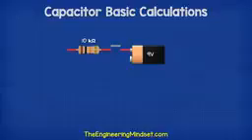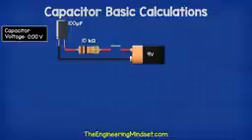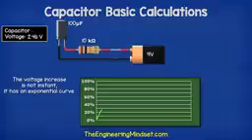Let's say we have a 9-volt battery, a 100 microfarad capacitor, a 10 kiloohm resistor, and a switch, which are all in series. The capacitor is fully discharged, and we read 0 volts across the two leads. When we close the switch, the capacitor will charge. The voltage will increase until it is the same level as the battery. The voltage increase is not instant.